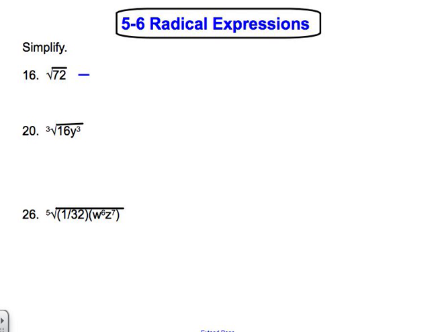Break that up into your largest perfect factor and then your other factor. The largest perfect square in 72 is 36. The other factor would be 2. Take the square root of 36, which is 6, times the square root of 2.